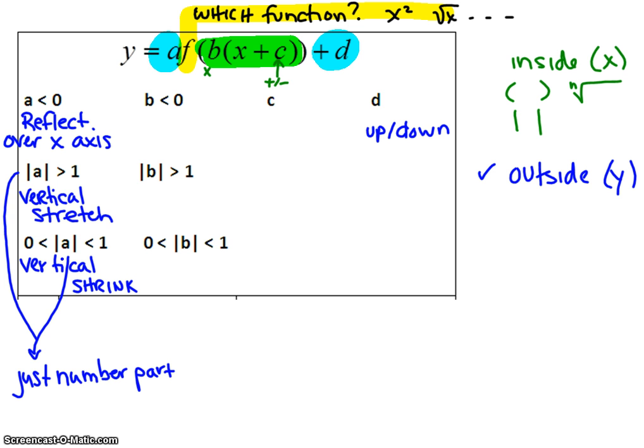Now, the inside is where we run into some issues once in a while. But one of the big things to remember about inside is that we're going to do the opposite all the time. We're doing the opposite of what we think. So I'm going to start with that C value again. What that's going to do is move me left or right, kind of like the D moved me up or down. Now the tricky part here is I'm going to move to the left when C is positive. I'm going to move to the right when C is negative.